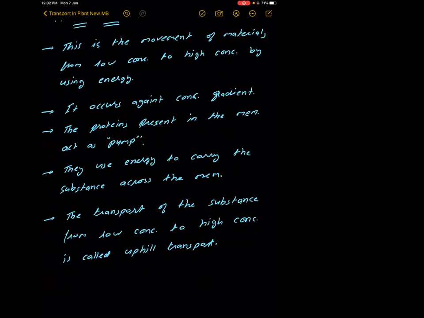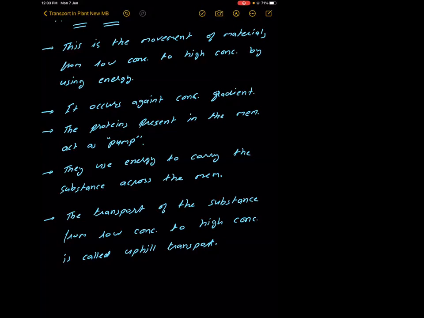Now, next term we use one more: the differences between facilitated and active transport. Uphill transportation is not possible in facilitated diffusion or facilitated transport, and no energy is required in facilitated. Only 2 points. If ATP is required, automatically it is uphill transport. So remember the ATP only. It occurs only in active transportation. Both are selective.